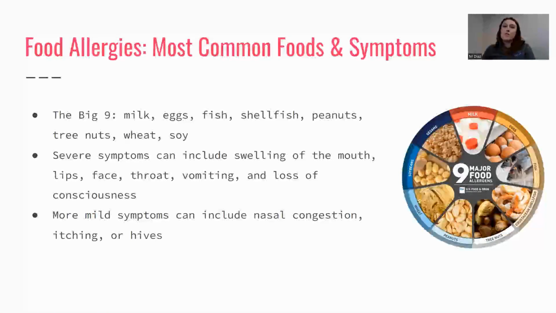So food allergies, what we're all here to talk about today. With food allergies, there are nine most common foods that people are allergic to, and these are what's known as the big nine. And these include, as you can see, milk, eggs, fish, shellfish, peanuts, tree nuts, wheat, and soy.